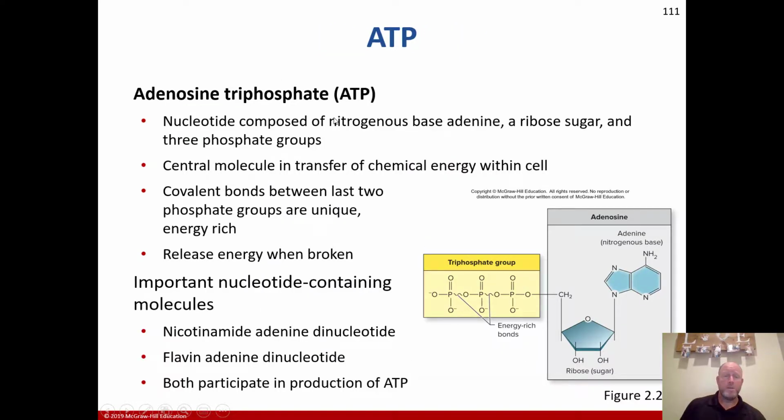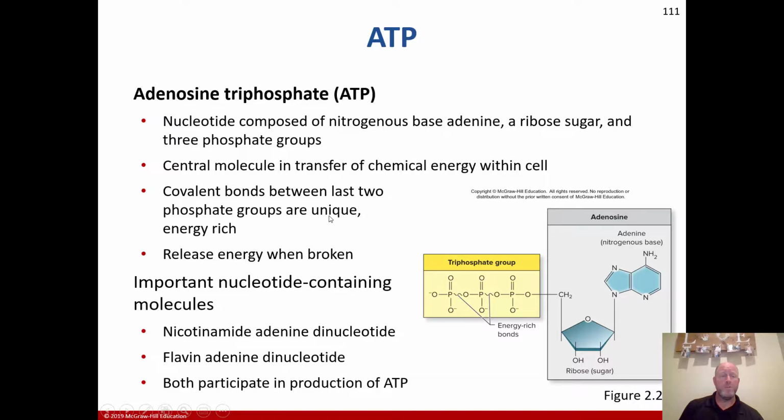Adenosine triphosphate, which we don't think of in terms of DNA or RNA, we think of in terms of energy. It's a nucleotide composed of the nitrogenous base adenine, a ribose sugar, and 3 phosphate groups, triphosphate, right? It's the central molecule in the transfer of chemical energy within the cell. It's necessary for muscular contraction. Without ATP, there is no muscular contraction, then there is no work performed.